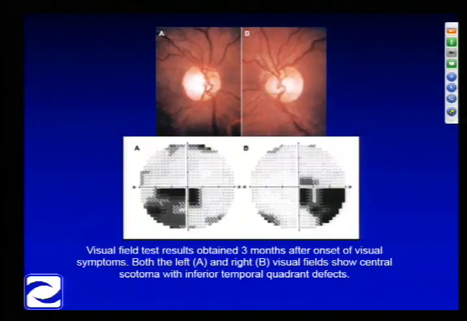So this is a patient with ethambutol toxicity, and you can see marked pallor of their optic nerves, and you can see these central scotomas that have developed.